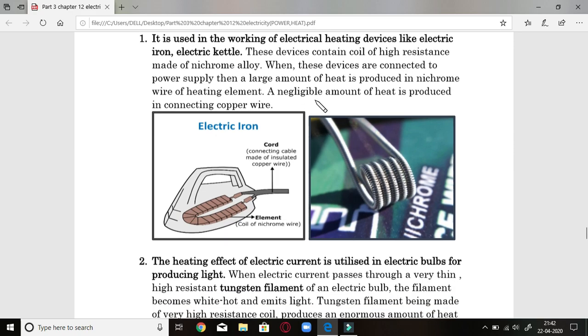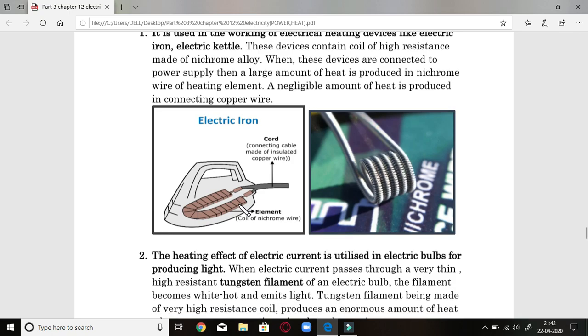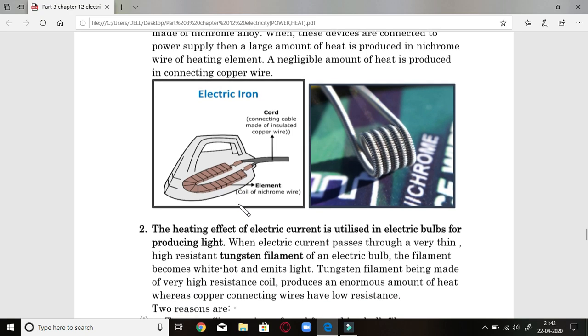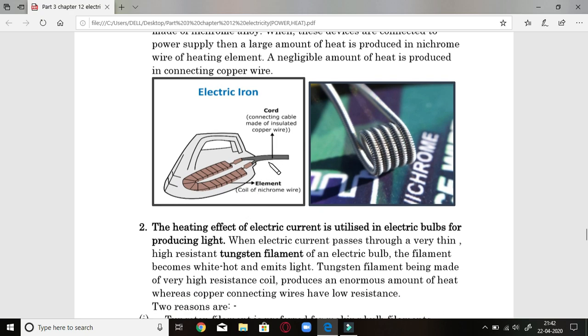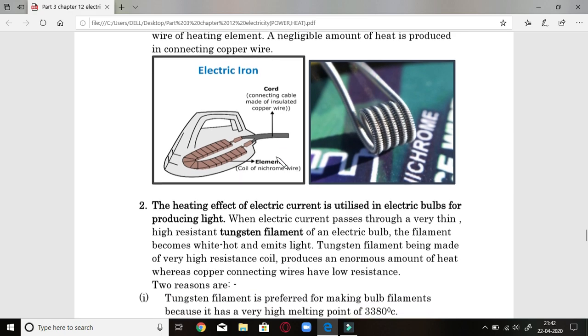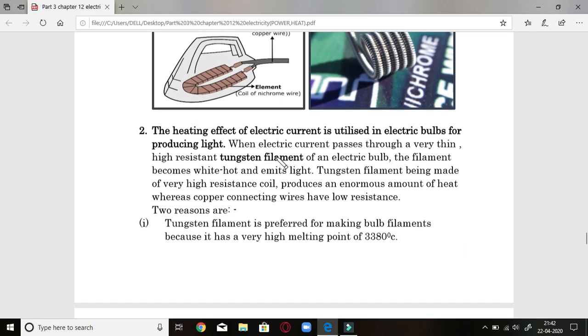So the heat will be produced more, as according to H is equal to I square RT, resistance is directly proportional to the heat produced. That is why we have taken a much higher resistance wire, that is a nichrome wire, which is going to produce heat. And of course this nichrome wire gets red hot. But you know that there is a negligible amount of heat generated in the connecting copper wire. That is why we don't see any red glow in the copper wire present here. The reason is that it has low resistance, and it is connected immediately to the nichrome wire.